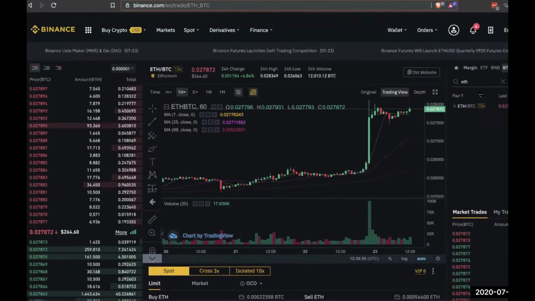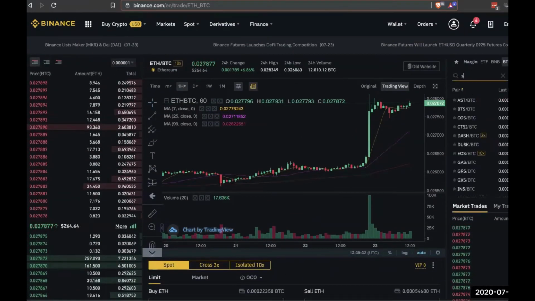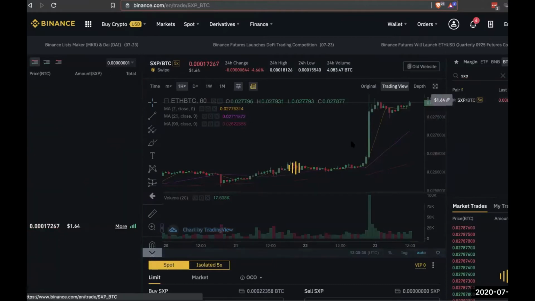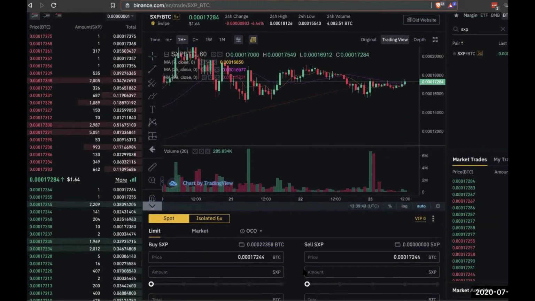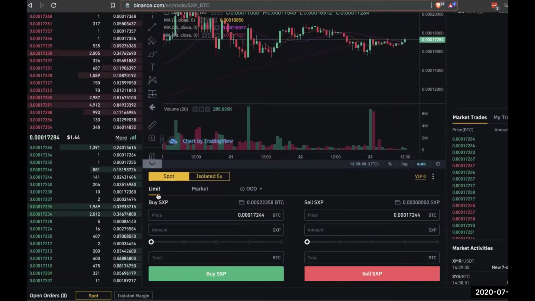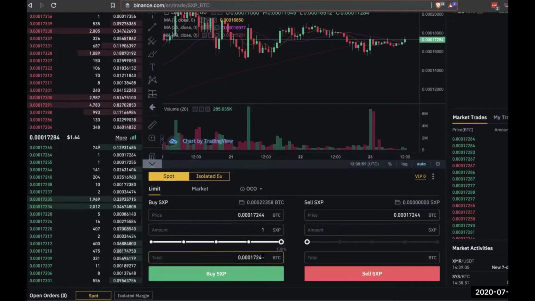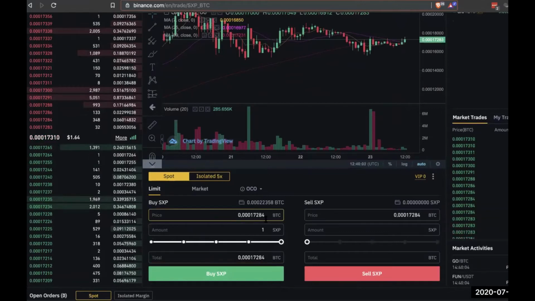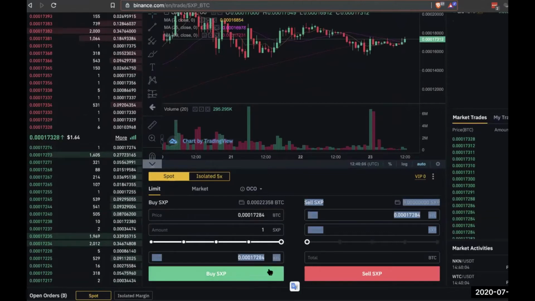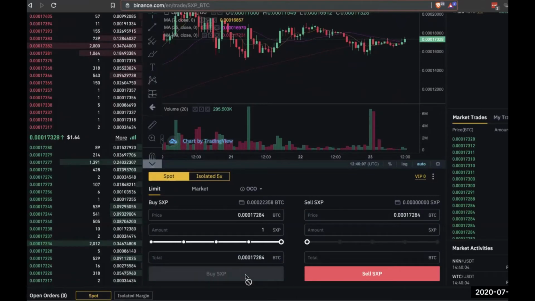Now I need to go back and look for SXP again. That's why I like trading the alt pairs against BTC and ETH: it doesn't have the $10 limit which Tether seems to have. So in this case, I'll probably only get about one. Yes, there we go. And if I'm buying, I can once again choose that price. It's not going to give me any extra, so I'm going to buy one. We'll buy our one little SXP.